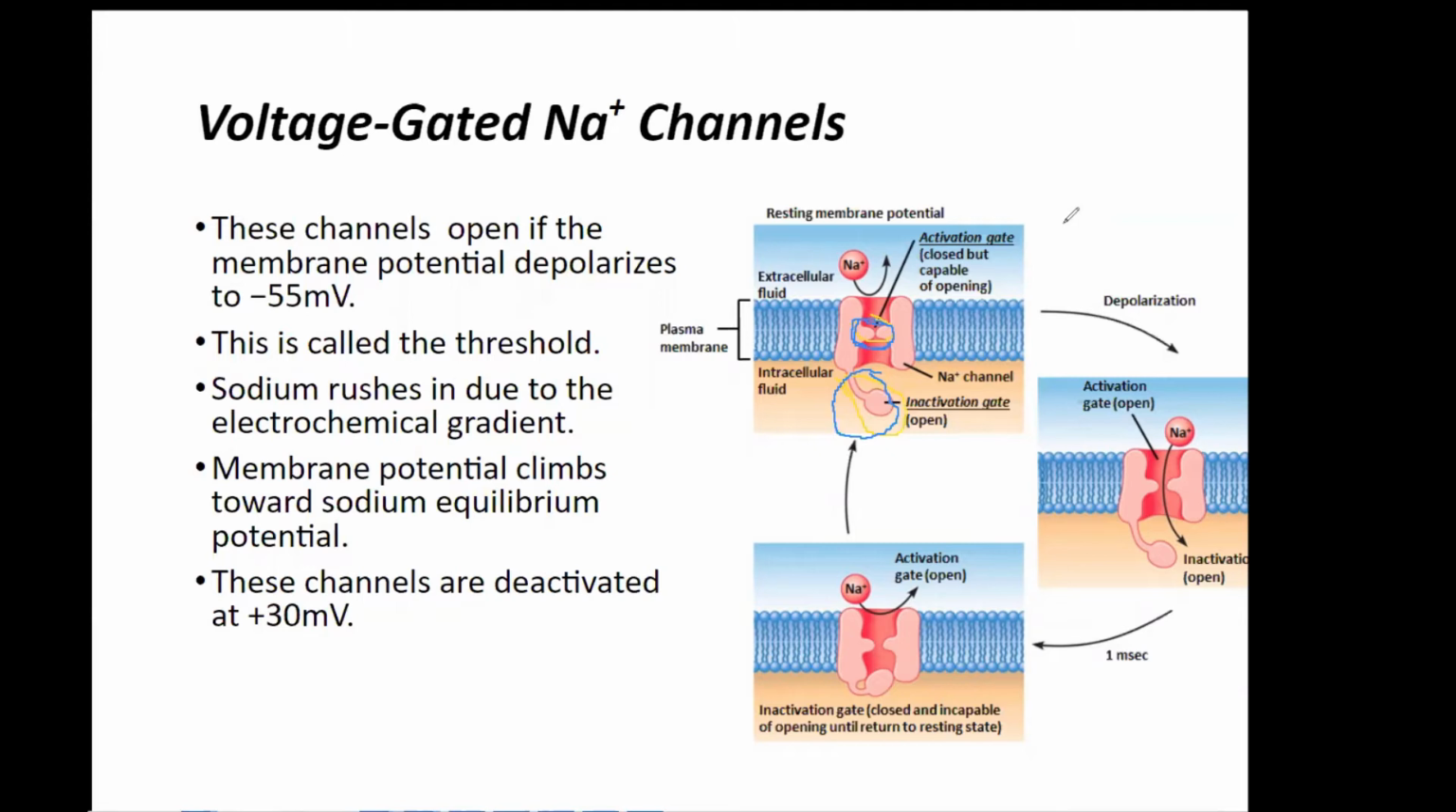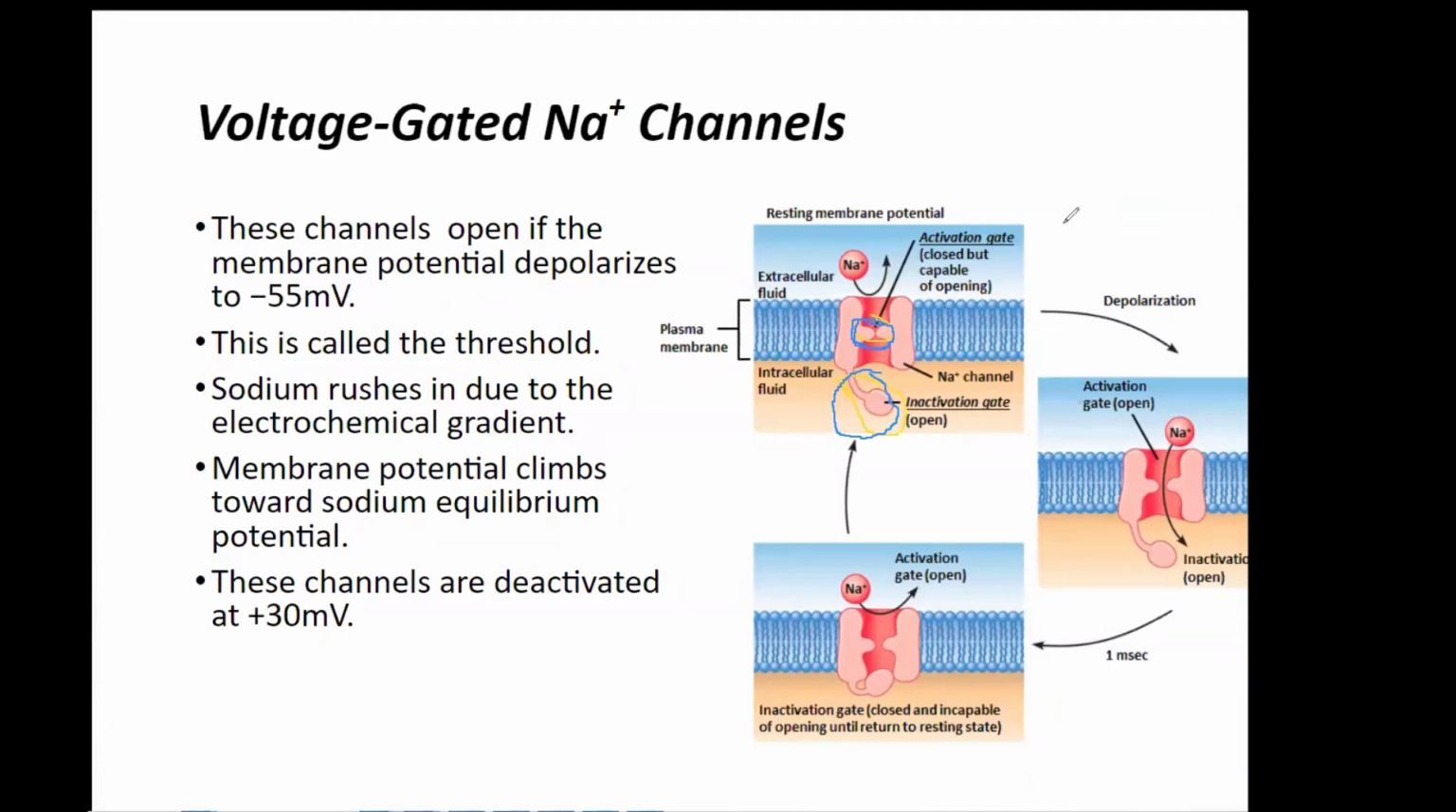Once this activation gate is open, sodium starts to rush in. This is because we're really far away from our equilibrium potential for sodium. Remember that the equilibrium potential for sodium is positive 60. The only reason the cell isn't more positive than it is is that the membrane was not very permeable to sodium. So sodium really wants to move. Once we reach -55 and open this activation gate, sodium flows in, and we start rushing towards the equilibrium potential for sodium.